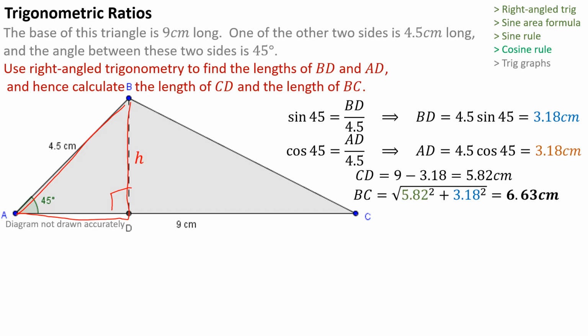Now, with the 5.82 and the 3.18 from the height, we can do a bit of Pythagoras. We've got two sides that we know. We can square them, add them together, square root, and it will give us the length of the hypotenuse. And we've got BC, 6.63 centimeters.